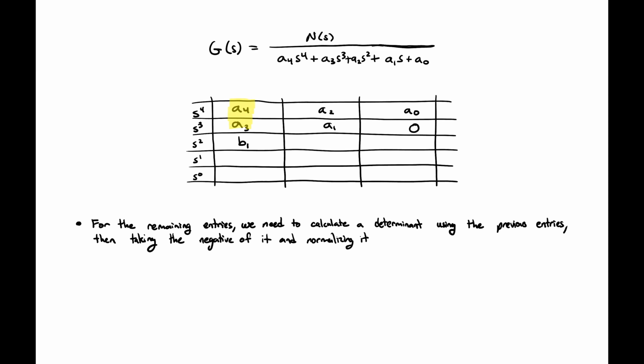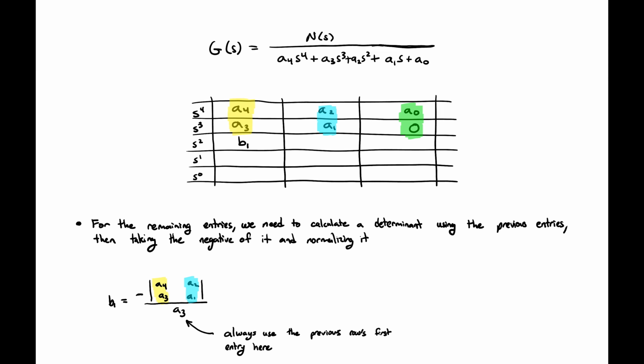Let's actually highlight the stuff that's above it, just so we can kind of emphasize it. So we can see A4 and A3, the first column of the first two rows, that's going to be yellow. Then the second column is blue, third column is green here. For this description that we have here, B1 is the negative of the determinant of the yellow and the blue, right? We make it one big matrix, and then we're going to divide it by the entry that was the first entry in the previous row, right? Which is A3 in this case. And that's how we calculate B1.